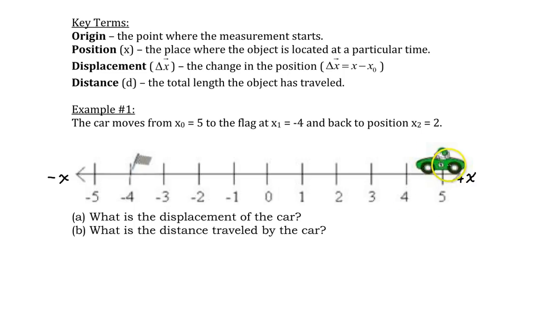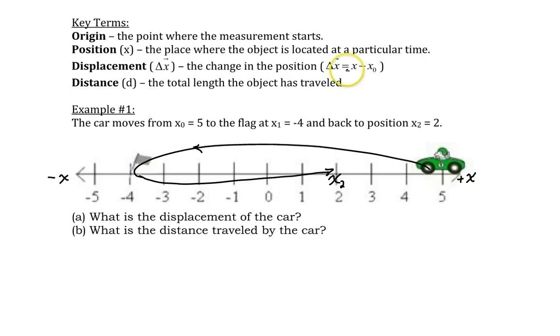And if the object moves, say starting here at an initial position of 5, and then it moves all the way to the flag, at -4, and then it moves to 2 right here to this new location, which I'm going to call x sub 2, then we can talk about the distance that the car actually traveled and also the displacement, which is the change in position from the final position to the initial position. You can think of these as both vectors here.